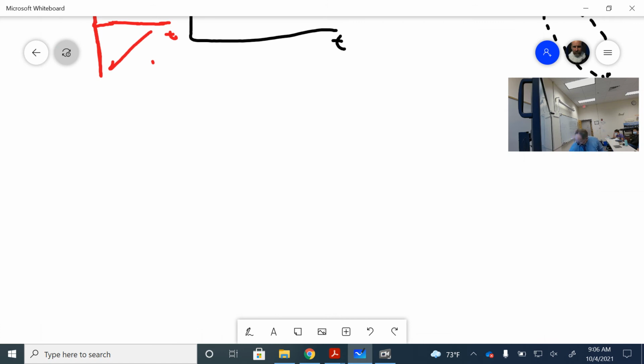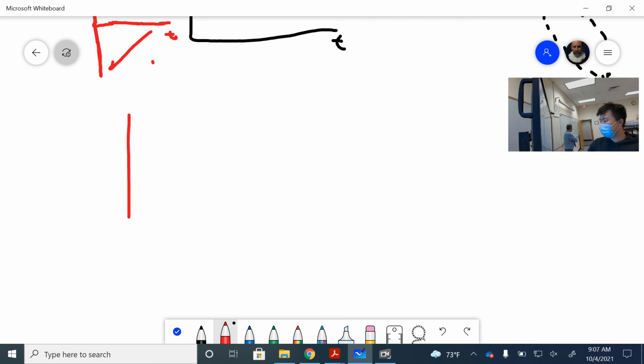Number 4. Andrew, you're on. Number 4, a velocity graph. A velocity graph with acceleration positive and displacement 0. Velocity graph with acceleration positive. Oh, I know. Velocity graph with acceleration positive and displacement 0.